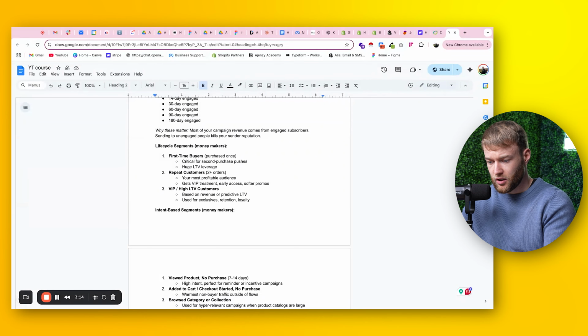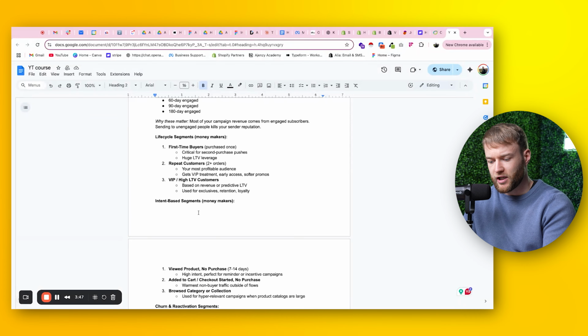Then you've got your high LTV and your VIP customers. These people can be based on revenue or predictive LTV. So maybe, person has spent over X amount over X period of time, or maybe just over all time. You can use these people for exclusives, retention, loyalty. You can even use these people for getting information. You could genuinely send some of your VIP, high LTV customers questions about maybe what you should launch next, what they thought about your last drop, etc.